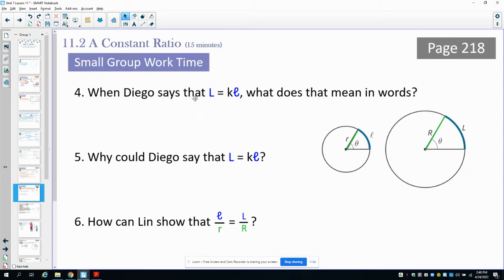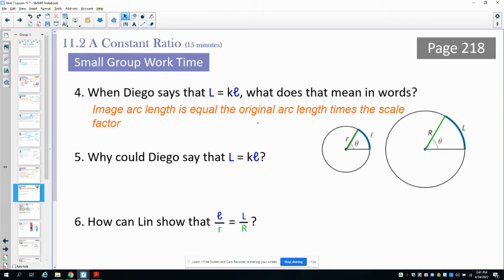Then Diego says that the arc length in the image is equal to the arc length from the original times k. So what is he talking about here? What he's saying is we're taking the original arc length and multiplying it by the scale factor to get the image arc length. So the image arc length is equal to the original times the scale factor.